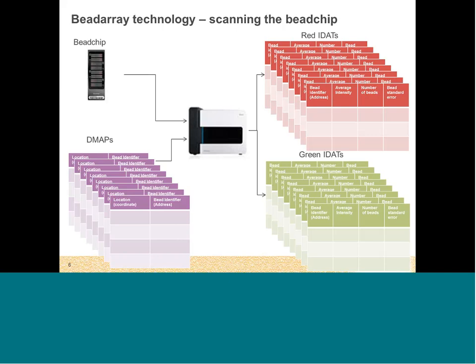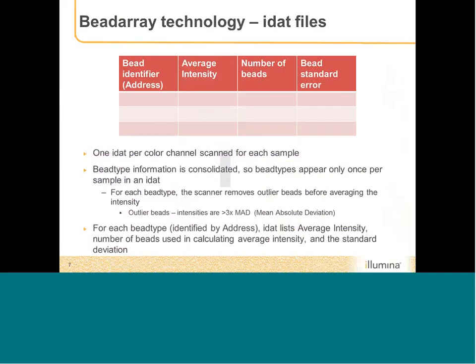There's an intensity data file for each stripe, for each channel that the scanner scans the stripe on. Our scanner can scan in the red channel and the green channel. So gene expression bead chips only scan in the green channel, so they only get one green IDAT per sample, whereas methylation and genotyping bead chips are scanned in both red and green, so each sample gets a red IDAT and a green IDAT. What's in an IDAT?